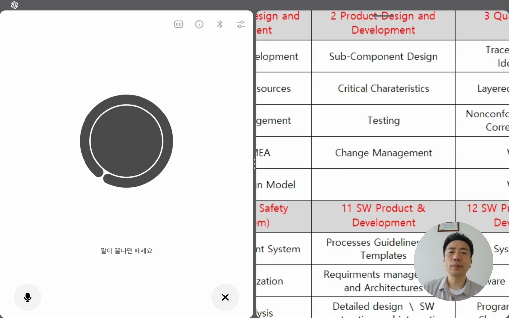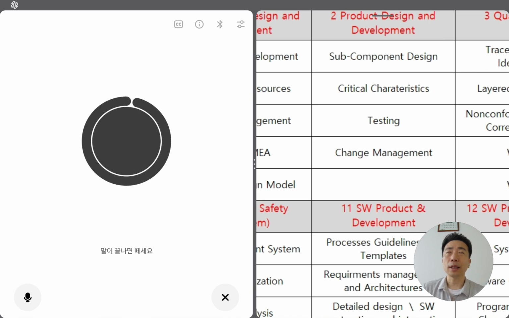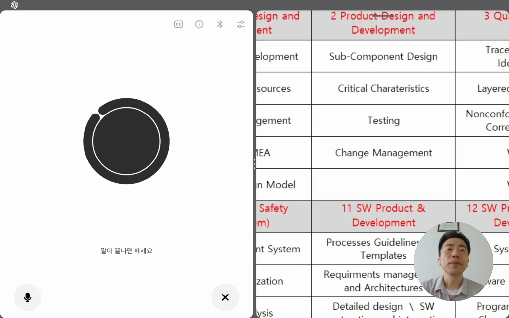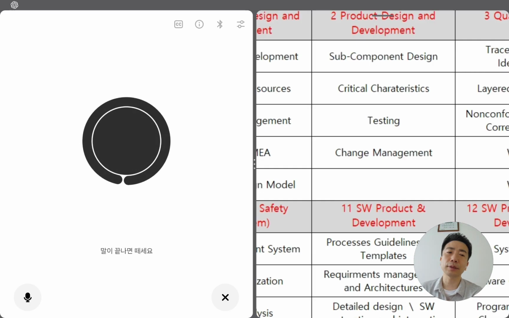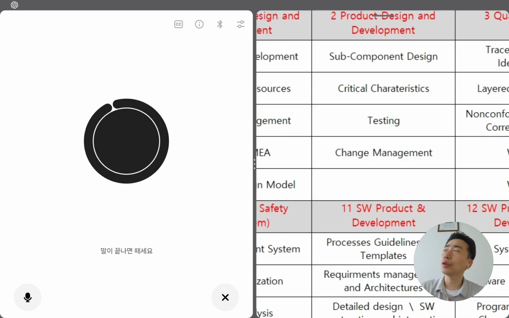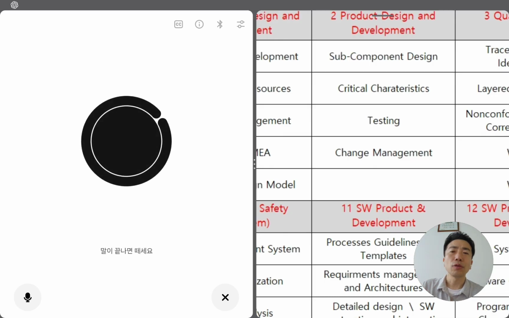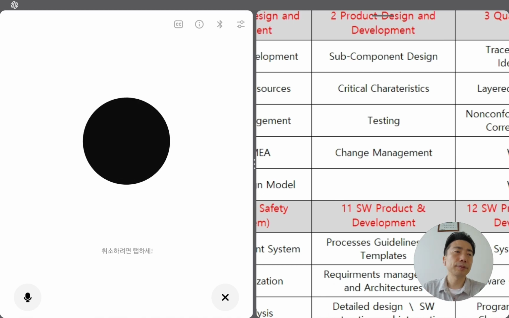We apply lessons learned from past projects. And then we review and audit suppliers to make sure their parts meet standards.